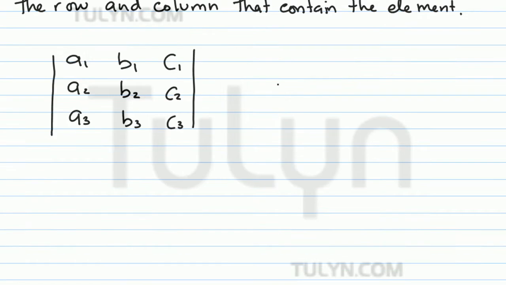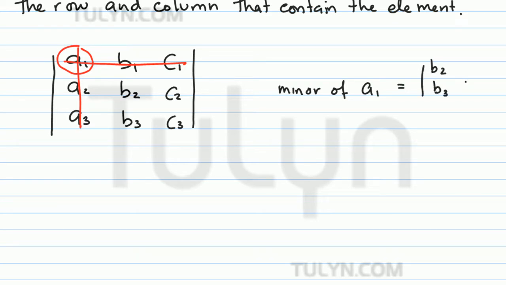So let's say I wanted to find the minor of A1. So A1 is here. What we want to do is get rid of the row and the column which contain the element and write down the 2x2 matrix that's left over. So in particular, the minor of A1 is the 2x2 determinant with B2, B3 as one column, and then C2, C3 is the other column. Right? So not so bad.